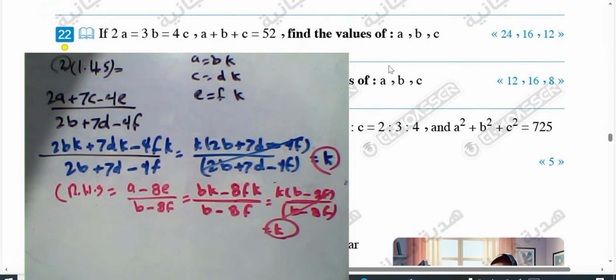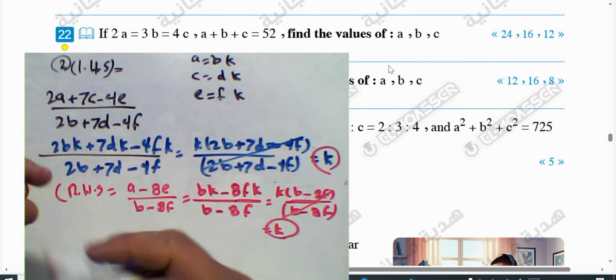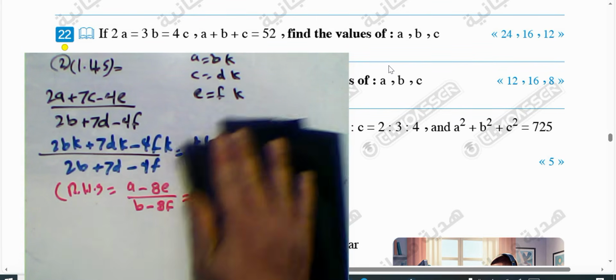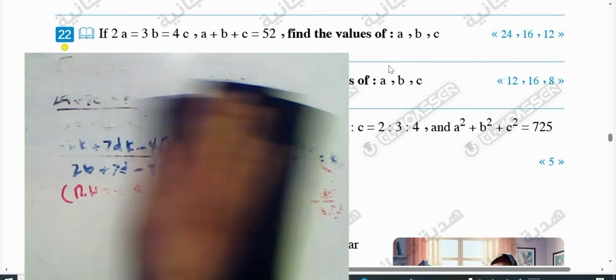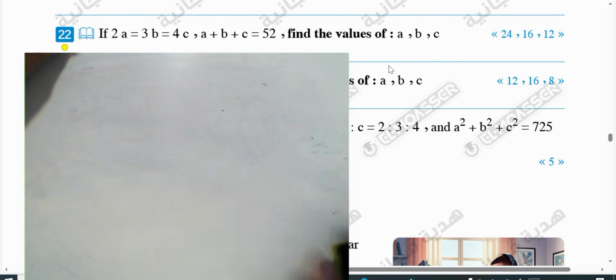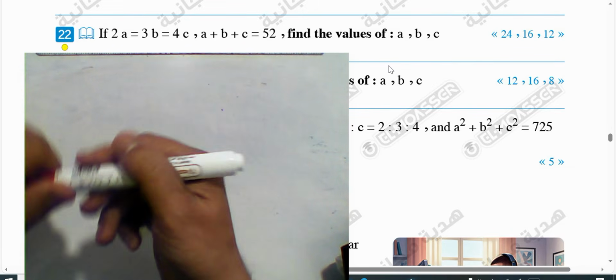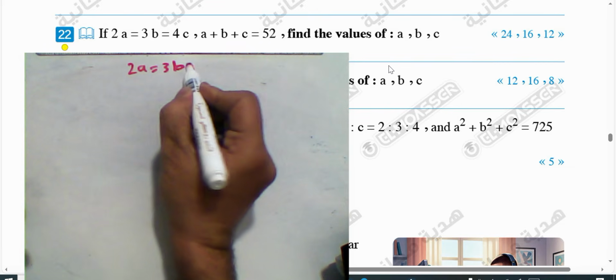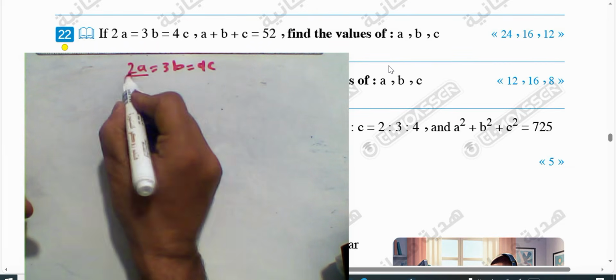Okay, next question, number 22. If 2a equals 3b equals 4c, and give me the relation between a and b and c, the summation of them equals 52. First step, we can solve the example by an easy method: divide by the least common multiple of 2, 3 and 4. We have 2a equals 3b equals 4c. We can divide it by 12.